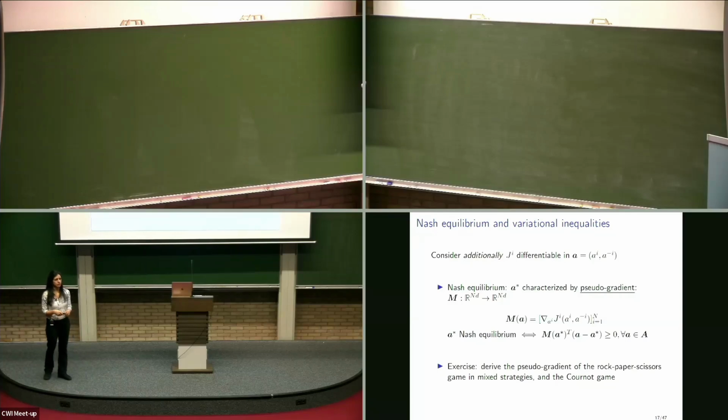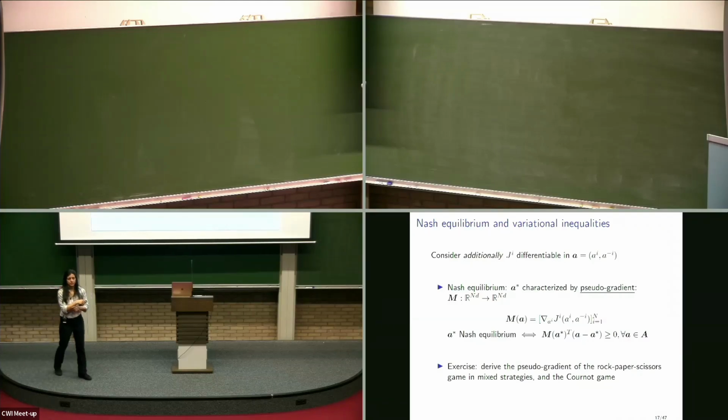these fixed point theorems that prove existence don't give us a way to construct them. But in convex games, it turns out that if the cost is differentiable for each player, we can stack together the gradient vectors of each player's cost function with respect to her own decision, and we get a so-called pseudo gradient, M. We can show A star is a Nash equilibrium in this convex game if and only if M(A star) transpose (A minus A star) is greater than or equal to 0 for every feasible action in the joint strategy space.